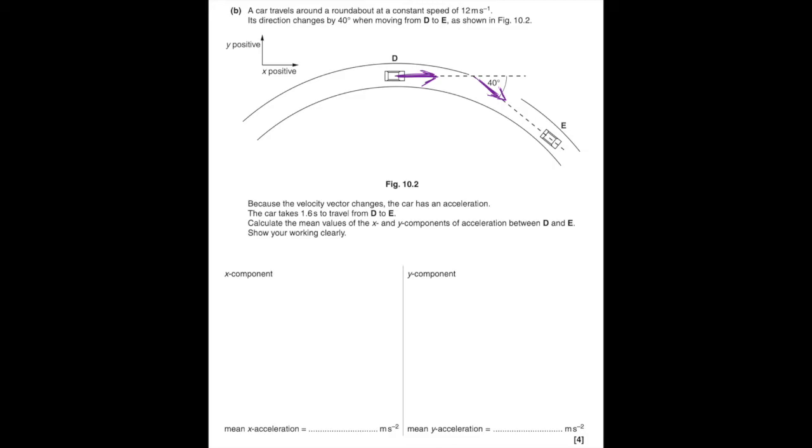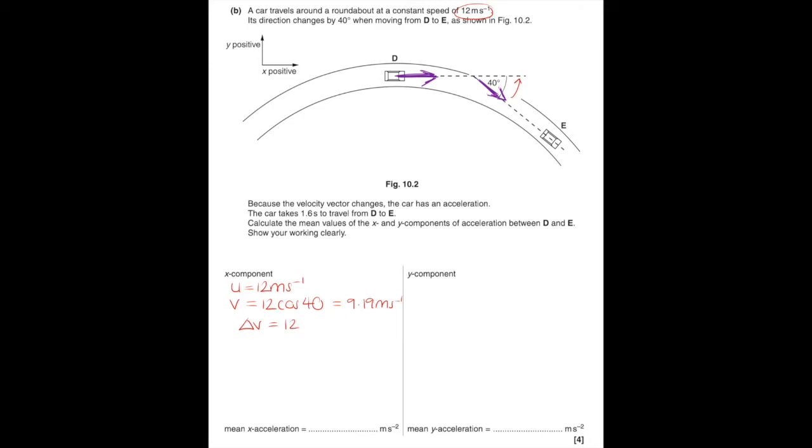So in the X component, at D, we know it is travelling wholly in the horizontal, rather the X, and therefore our U is 12 meters per second, okay, because we're told that it's travelling at 12 meters per second. However, when we get to point E, it is no longer travelling completely in the X component, it is travelling at an angle, and therefore our component in the X direction at E is actually 12 cos 40, okay, which gives us a velocity at that point of 9.19 meters per second.